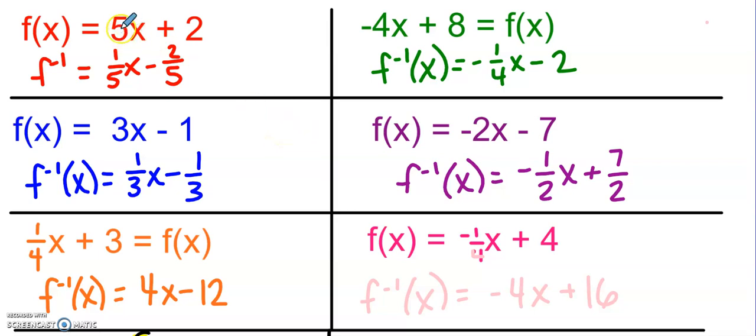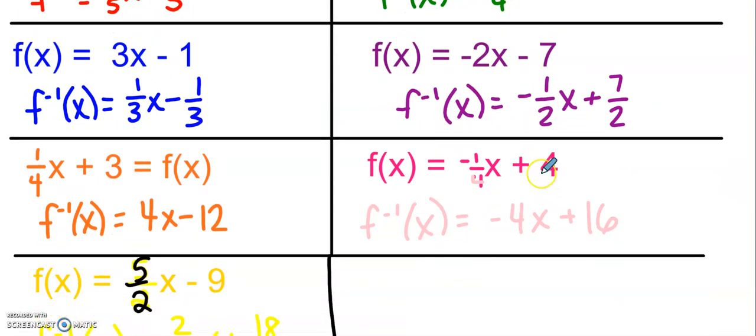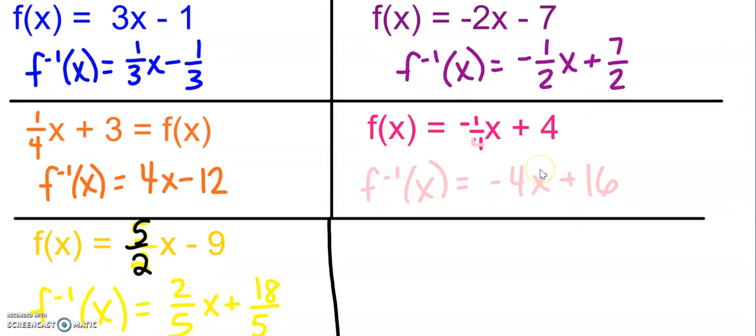F inverse, when we had 5x, becomes 1/5. F inverse, when we had negative 4x, becomes negative 1 over 4. When we had 3x, we end up with 1/3. When we had negative 2x, we ended up with negative 1/2. Do we see a pattern forming?